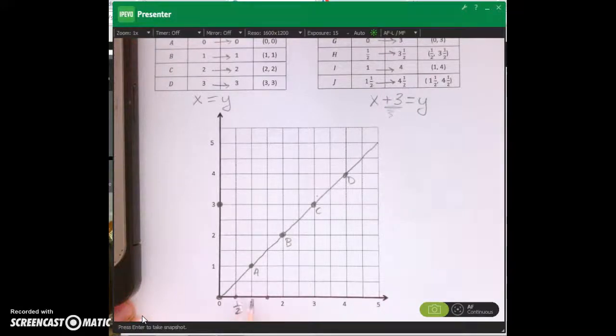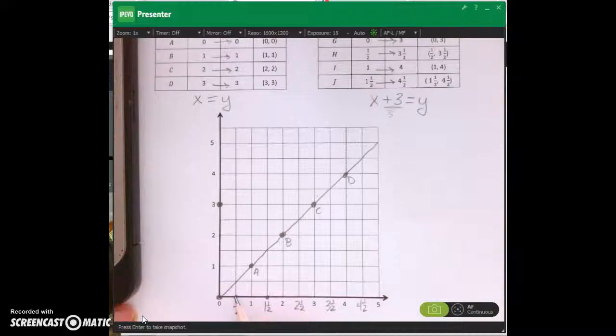1/2, 2 halves makes 1 whole. So we would count by halves. 1.5 would be right here, 2.5, 3.5, and then 4.5 in between 5 and 4. So you don't have to write all the halves in there because we know that halfway between 3 and 4 is 3.5. But you could. Now I'm prepared to do this properly.